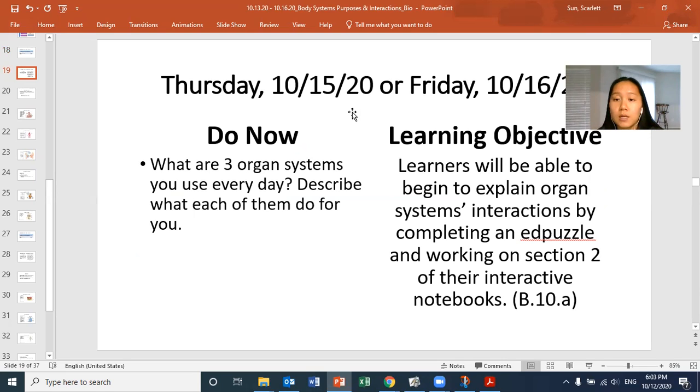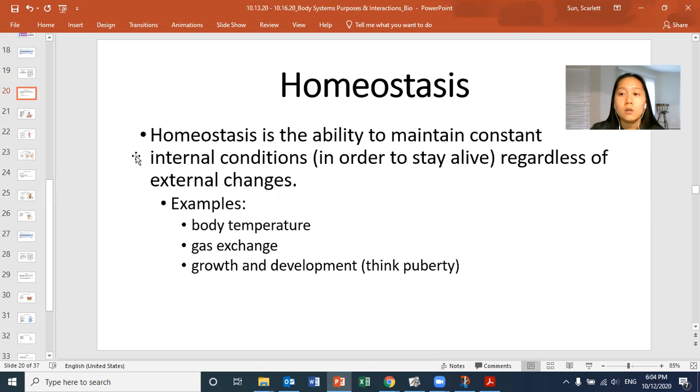All right, our learning objective is that learners will be able to begin to explain organ systems interactions by completing an Ed Puzzle and working on section 2 of their interactive notebooks. So first things first, we're going to talk about what homeostasis is. Homeostasis is the ability to maintain constant internal conditions in order to stay alive, regardless of external changes.